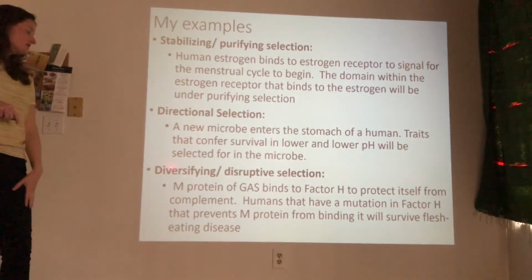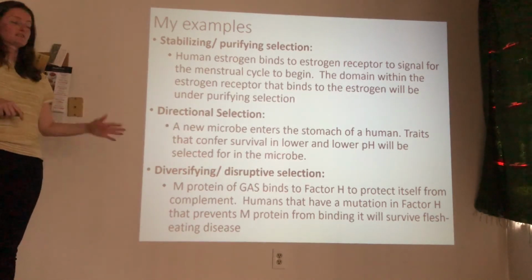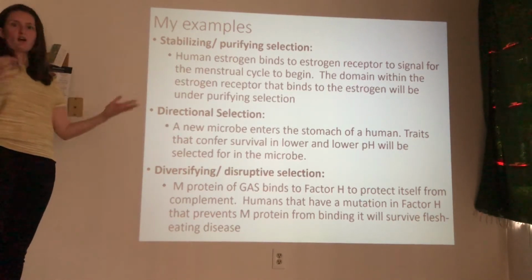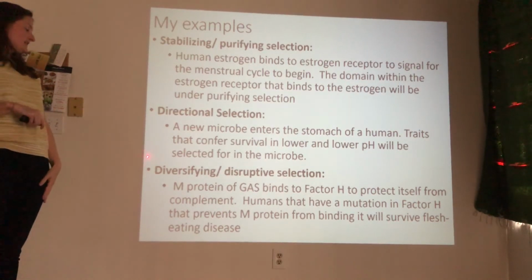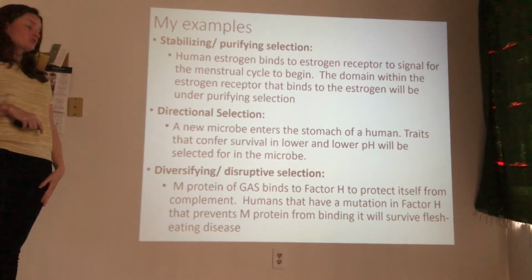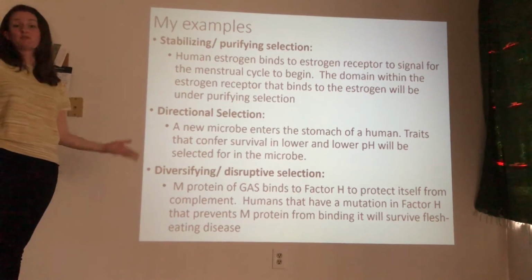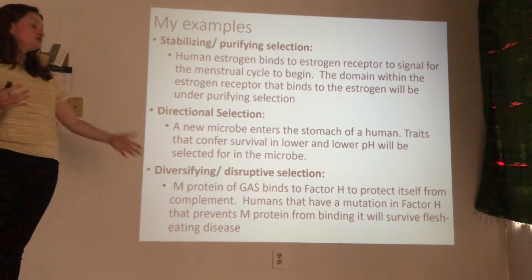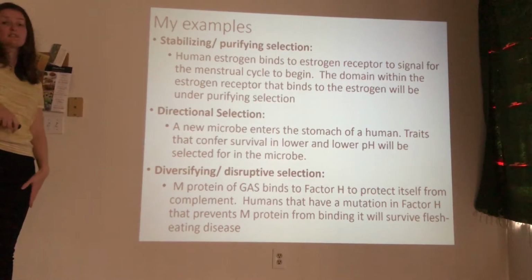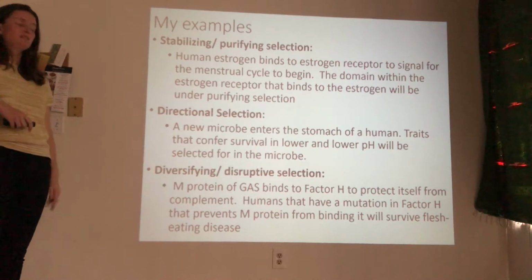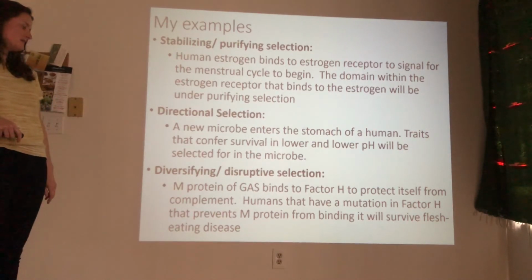As opposed to diversifying or disruptive selection, where it doesn't really matter what direction you're moving in as long as there's a change. So what's an example of this? Classic examples of diversifying or disruptive selection are things that happen at the host-pathogen interface. So you could have come up with a lot of different examples from this one of different virulence factors and host immunity proteins that we have encountered throughout class so far.